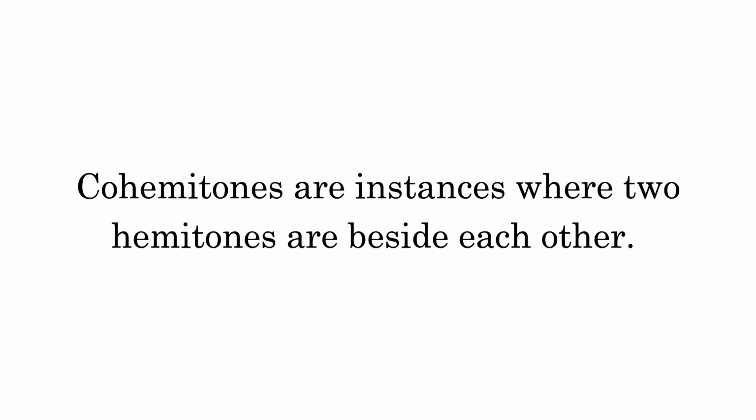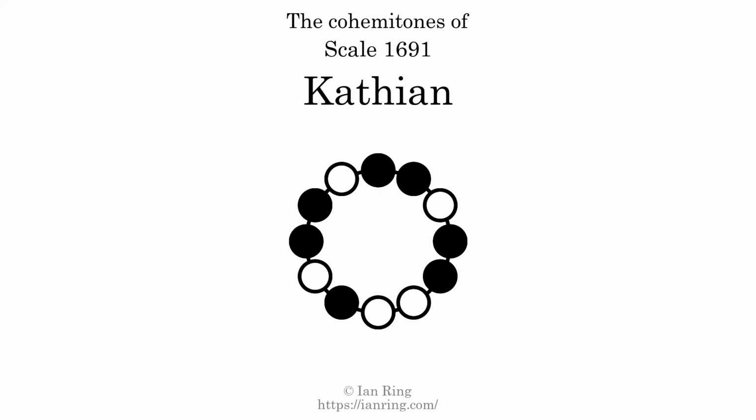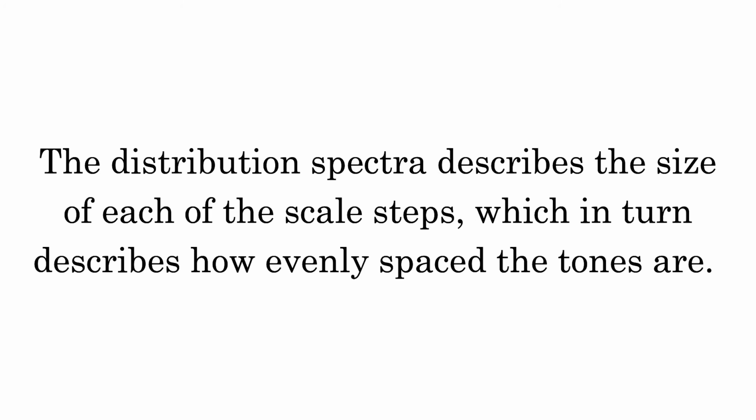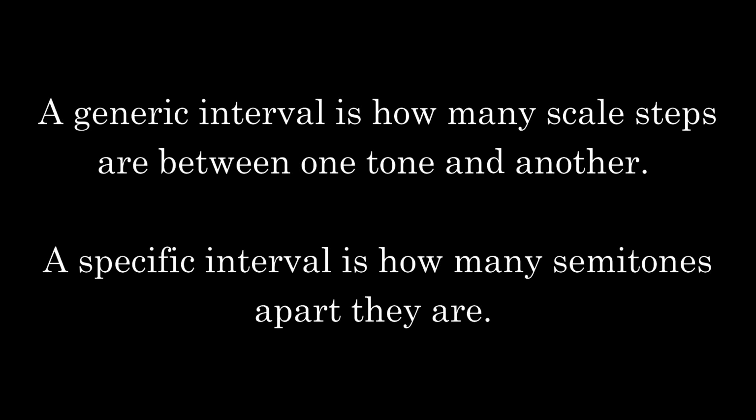Cohemitones are instances where 2 hemitones are beside each other. This scale has no cohemitones. The distribution spectra describes the size of each of the scale steps, which in turn describes how evenly spaced the tones are. A generic interval is how many scale steps are between one tone and another. A specific interval is how many semitones apart they are.